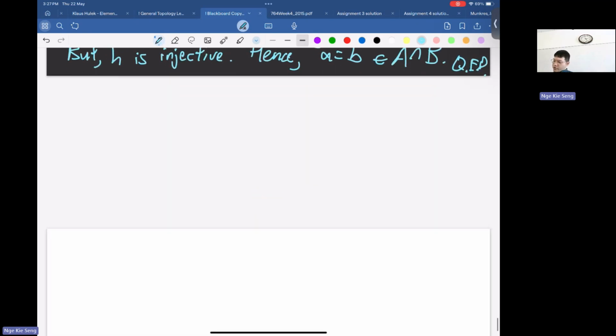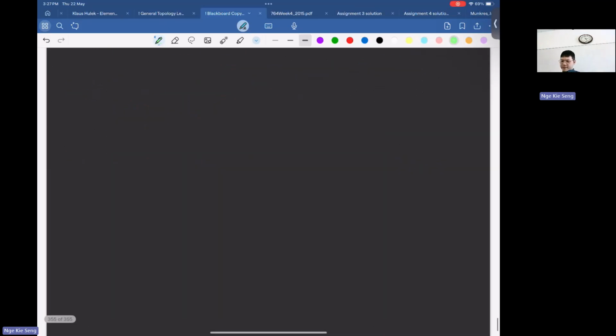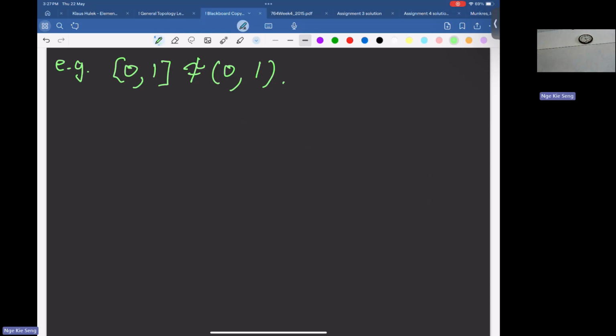One non-trivial implication from here is this: for example, we could show that the closed interval 0 to 1 is never the same as the open interval 0 to 1. Last time we said these two intervals should have the same amount of elements, but they are not homeomorphic.